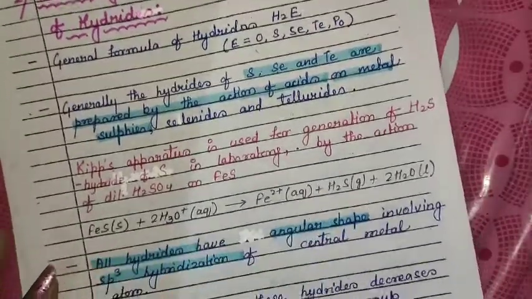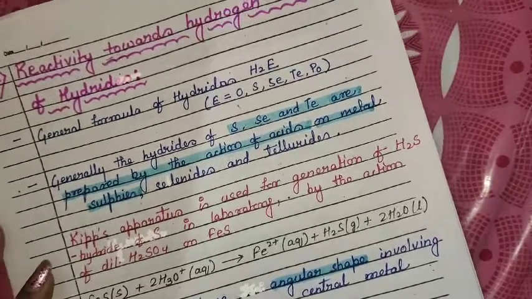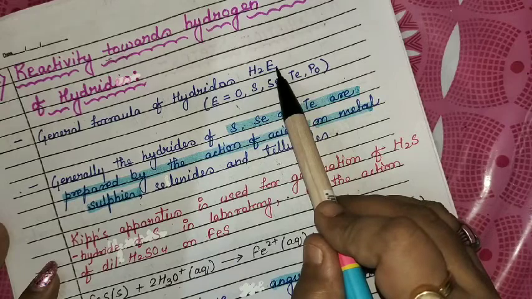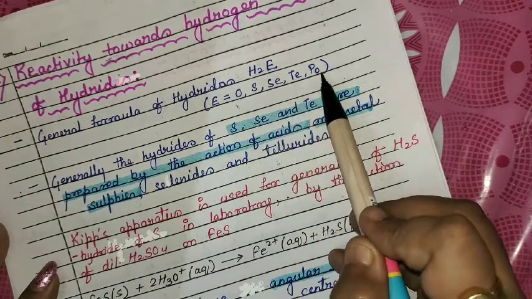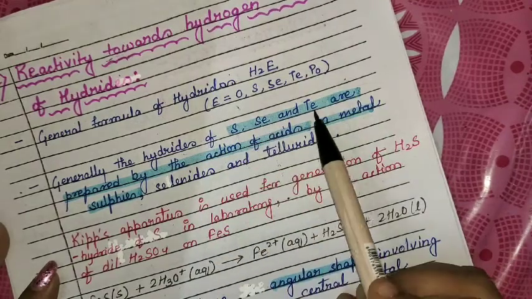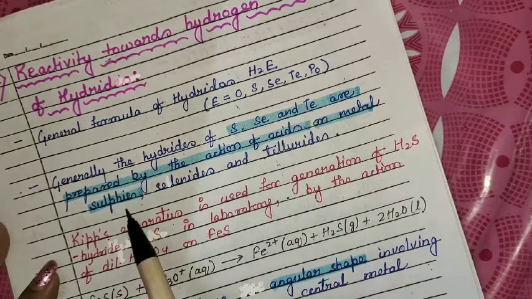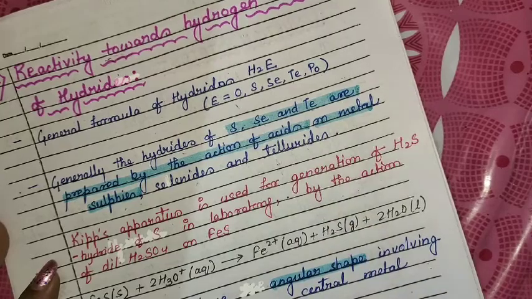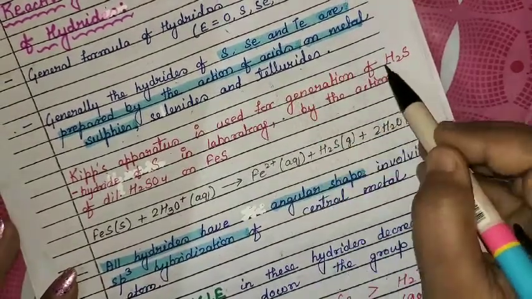The reactivity towards hydrogen, that is formation of hydrides. The general formula of hydride of this group is H2E. E is the element of group 16 like oxygen, sulfur, selenium, tellurium, polonium. Generally, the hydrides of sulfur, selenium, tellurium are prepared by the action of acids on the metal sulfides, selenides or tellurides. For example, a very famous hydride of sulfur is H2S.